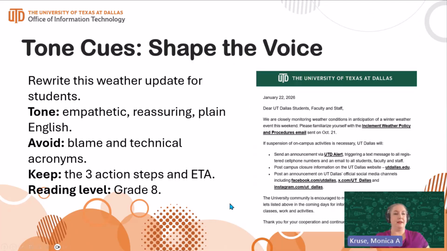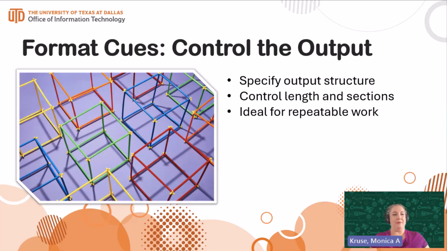Right, next one, formatting cues. When you want to tell AI what the output should look like and how it should be structured, AI will follow it precisely. This is called a format cue. Formatting cues are great for things like slide decks, templates, or any repeatable work.